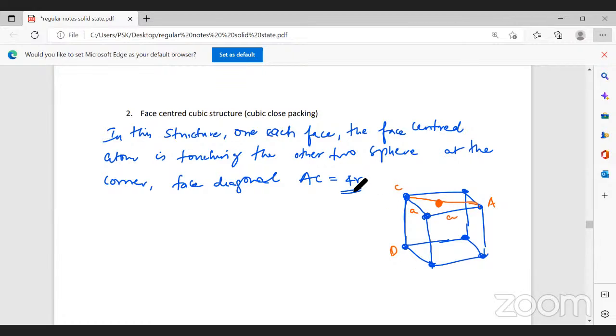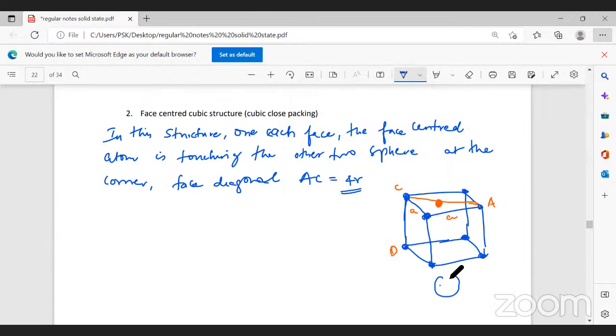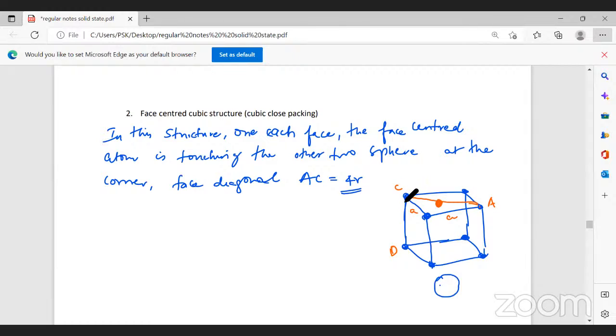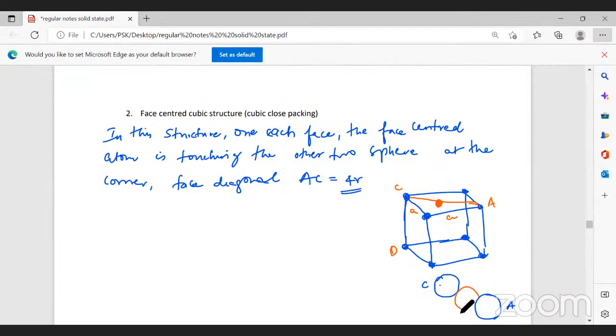Now, AC is equal to 4R. What does AC equal to 4R mean? This is the particle, blue, which is at the corner, which we have marked as C. And this is another particle, which I'm drawing in blue, which is marked as A. And this is the particle which is at the center. This is the center of the nucleus. Now, if I join these, this is the radius of this sphere, this is the radius, and this is also the radius of the sphere. So what is this distance now? AC is equal to 4r. Did you understand this?